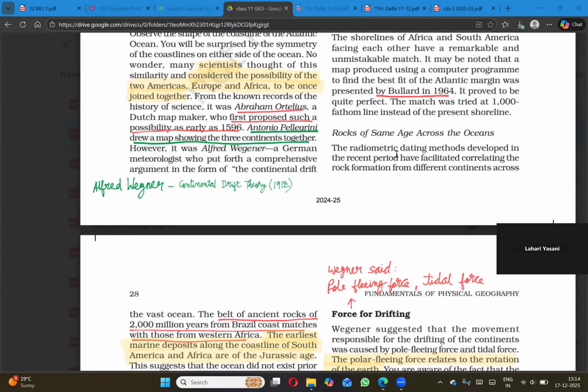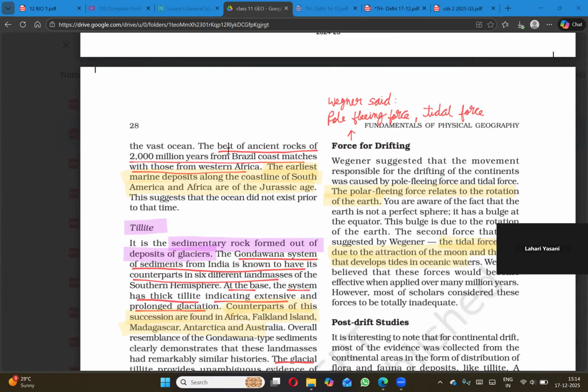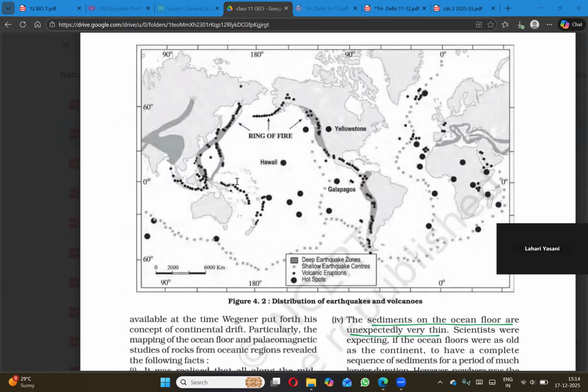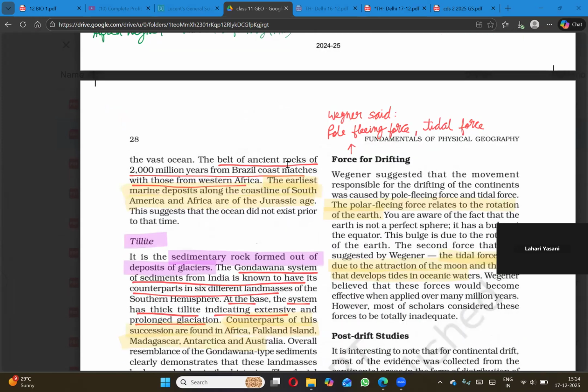The radiometric dating methods developed in the recent period have facilitated correlating the rock formations from different continents across the vast ocean. The belt of ancient rocks of 2000 million years from the Brazil coast matches with those from Western Africa. If we see the map here, here it is Brazil, and here we have Western Africa. It is saying here that the belt of the rocks along the Brazil coast matches with those from Western Africa, which are said to be around 2000 million years old.